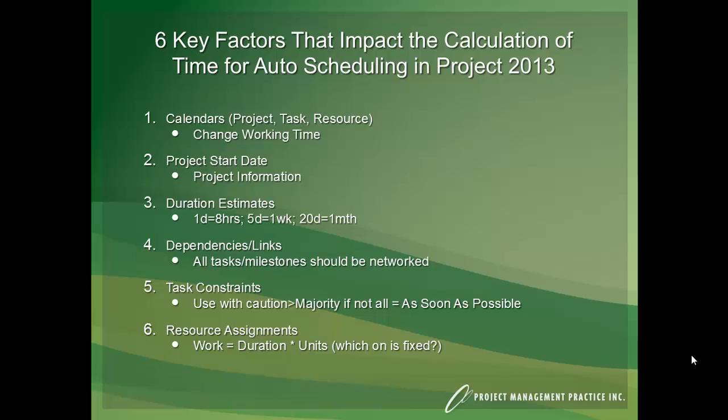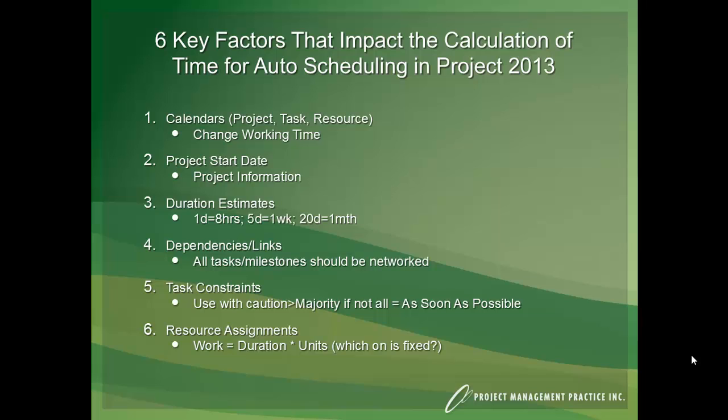The third thing, of course, is duration estimates. And remember that 1 day is really 8 hours, 5 days is 1 week, and the conversion for a month is 20 days. The fourth thing was dependencies and links. And remember that we want to accomplish a schedule where all of the tasks and milestones are networked. So all tasks should have a predecessor unless it's driven by the start date of the project. And really all tasks should have a successor unless it's the last thing in the project. Now that's a good guideline to work towards.